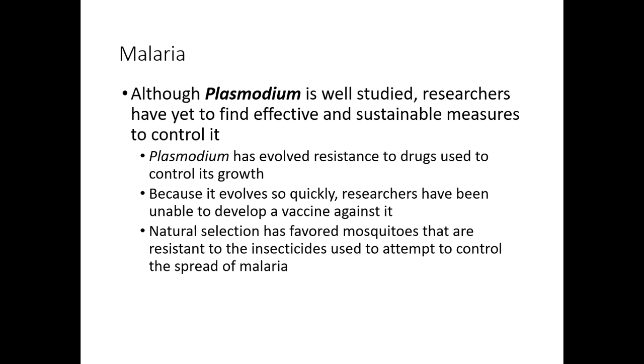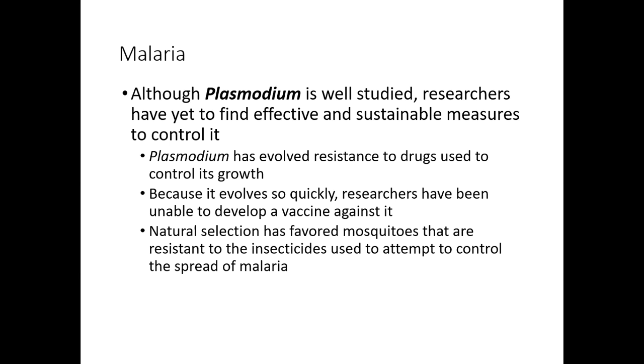So we've spent a good amount of time studying malaria. It's been around for a long time, but there's not a whole lot in terms of effective and sustainable measures to control it. So the drugs that are used to control this disease, the disease has evolved in response to that resistance, and researchers have been unable to develop a really effective vaccine because of that evolution. All right.